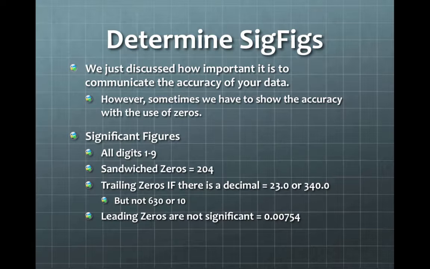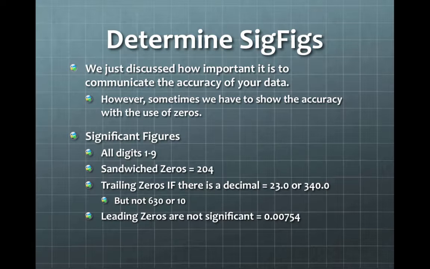First of all, when we are talking about significant figures, all digits 1 through 9 are significant. They cannot be omitted. We cannot throw them out. They're very important. The ones that come into play are zeros. So first of all, if a 0 is in between 2 digits, this is called a sandwich 0, they are significant. Trailing zeros, zeros after a number, are only significant if there is a decimal.